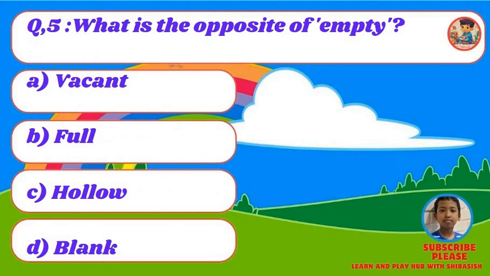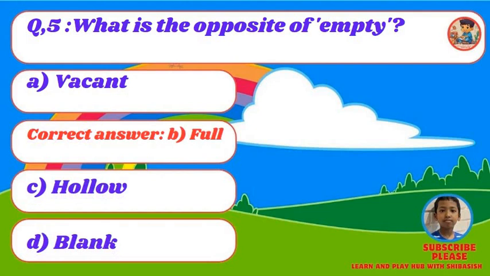Question 5. What is the opposite of empty? Option A, vacant. Option B, full. Option C, hollow. Option D, blank. The correct answer is option B, full.